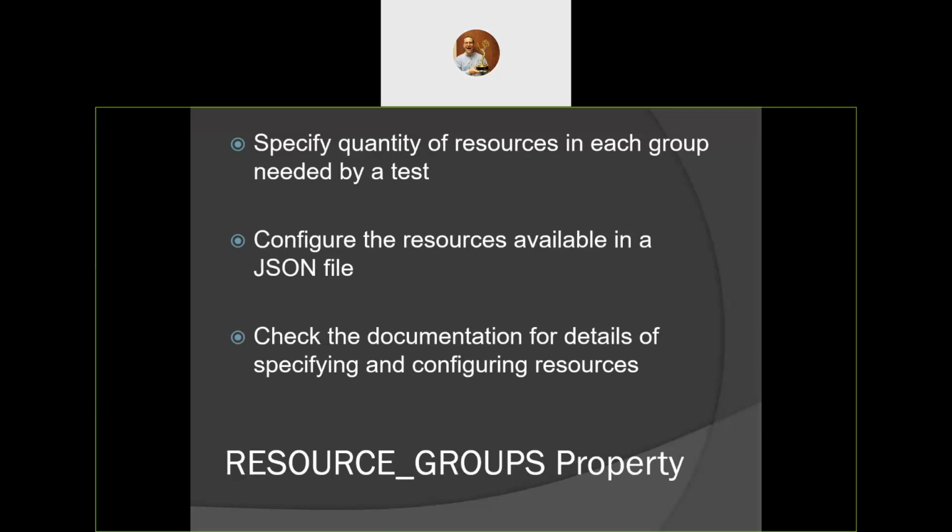So you specify resource groups, which are again just names, and there's a configuration file that's just a JSON file where you set up the possible resource combinations that are available to a test, and then using the resource groups property, you specify the resource needs of each individual test, and CTest will schedule the tests in such a way that no resource is exhausted.